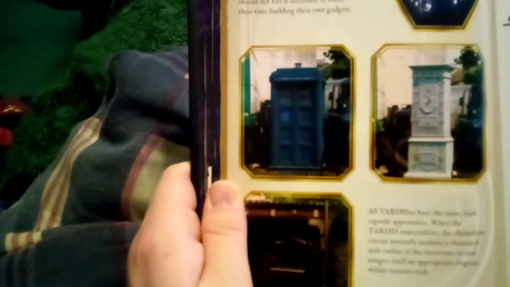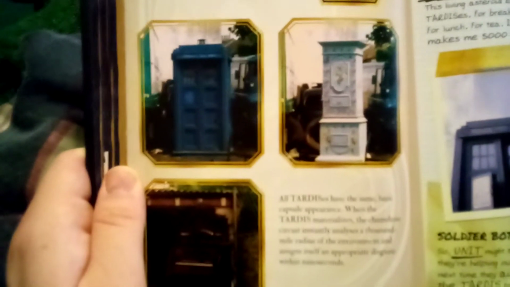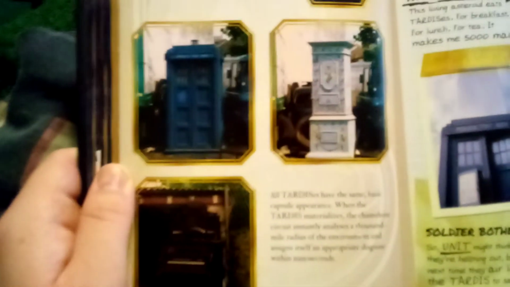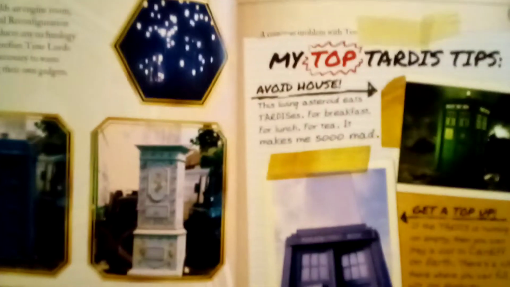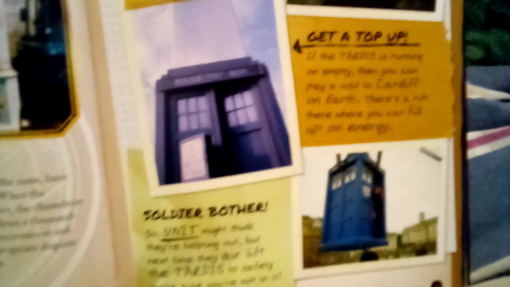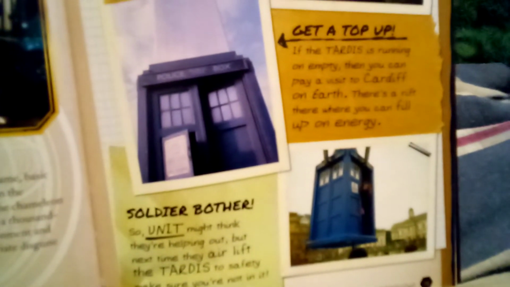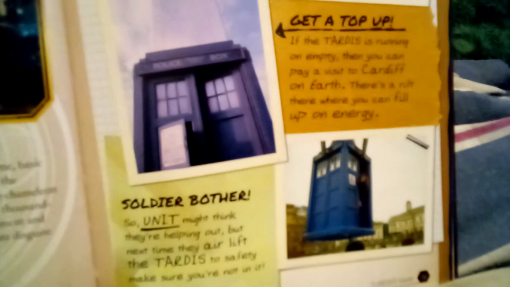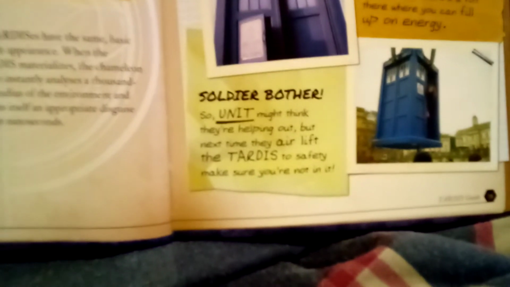And here's some things with the TARDIS itself. You have one where it's the classic police box, and one where it's turned into some sort of stone flowery sky blue monument or something, and one where it turns into some sort of pipe organ. And then there's the TARDIS tips, where avoid House, and it's a living asteroid that eats TARDISes. Makes the Doctor upset. And if ever the TARDIS is running on empty, pay a visit to Cardiff on Earth. There's a rift there where you can fill up on energy.